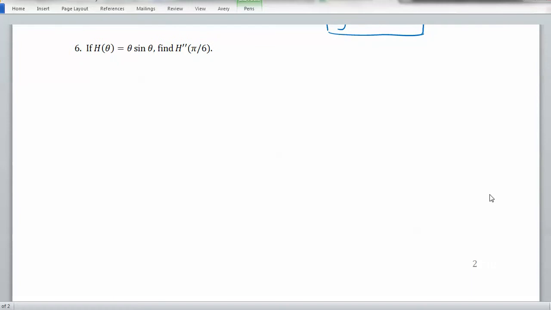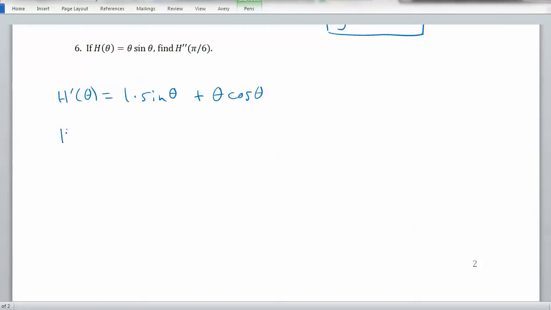Okay, and one last problem. h of theta is theta times sine theta. Find the second derivative of h at pi over 6. Oh goodness. All right, so we've got to take the derivative twice, and it's going to be product rule that's involved here. So h prime of theta will have the derivative of theta, which is 1, times sine theta plus theta times the derivative of sine theta, which is cosine theta. So there's my first derivative.